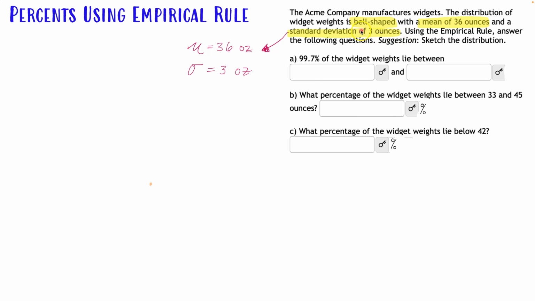the empirical rule is telling you that it's bell-shaped. It's approximately bell-shaped, and they gave you the mean and standard deviation. So the moment you read those connecting facts, you want to think about the empirical rule.